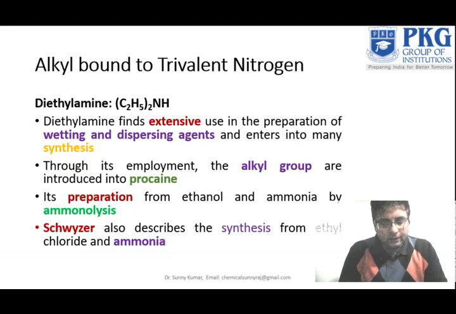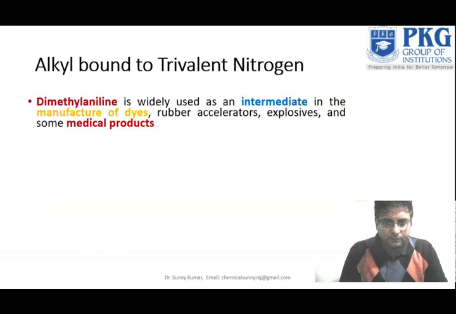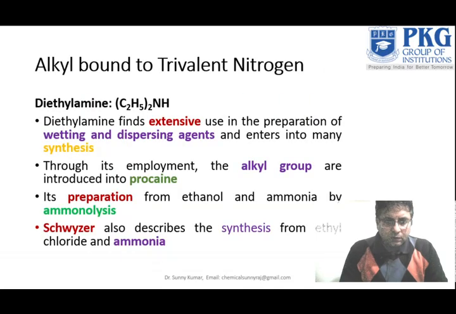Ethyl chloride and ammonia. So this is your simple reaction, ethyl chloride plus ammonia. You will get ammonium chloride, and this is diethylamine, NH(C2H5) twice. Okay, so these are the diethylamine compounds we are getting.